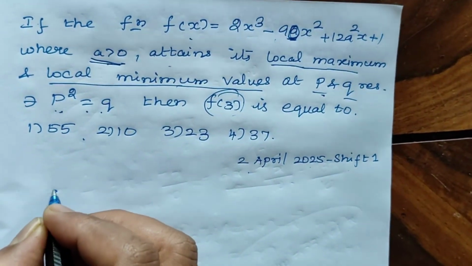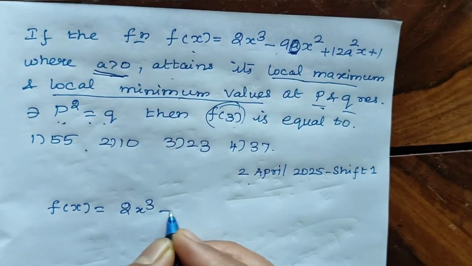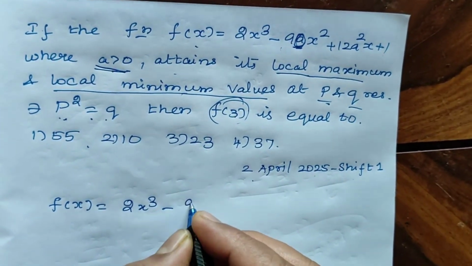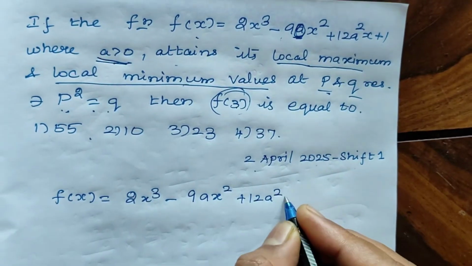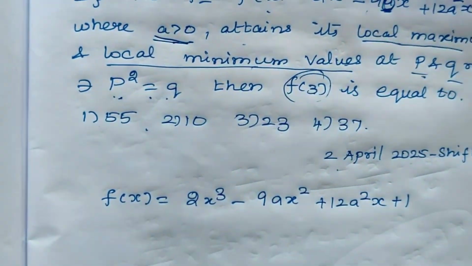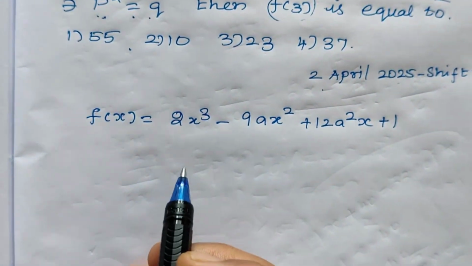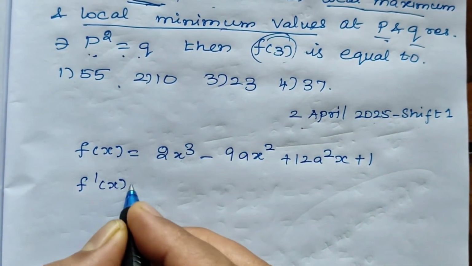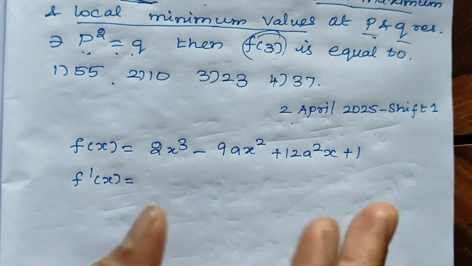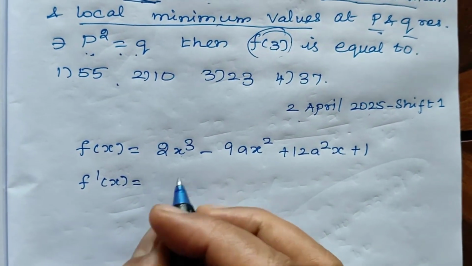So first, f of x equals 2x cube minus 9ax square plus 12a square x plus 1. This is f of x. So first we find f dash of x. Why do we have to find f dash of x? Because local maximum and minimum is given. Therefore, first we have to find f dash of x.